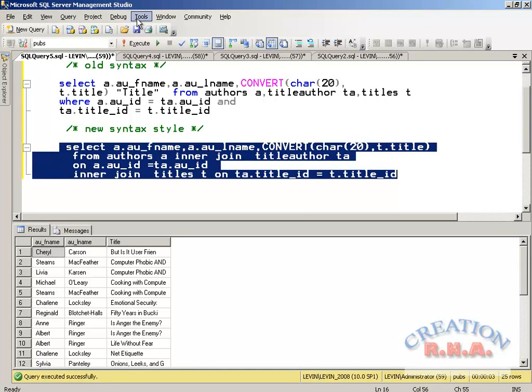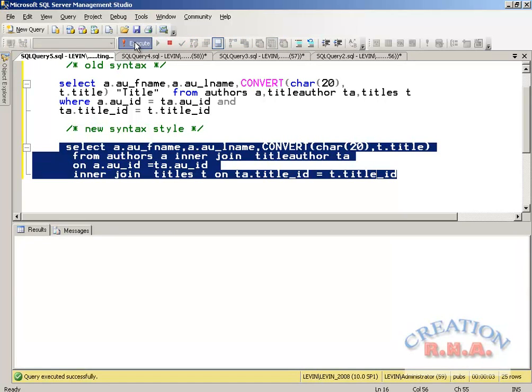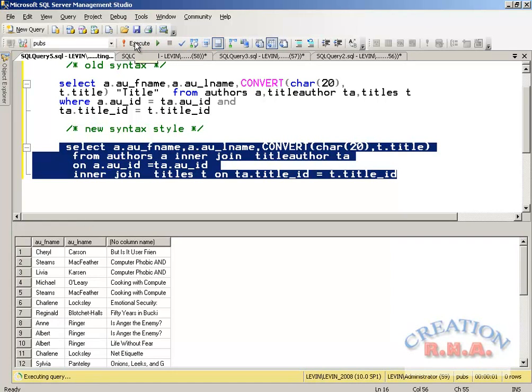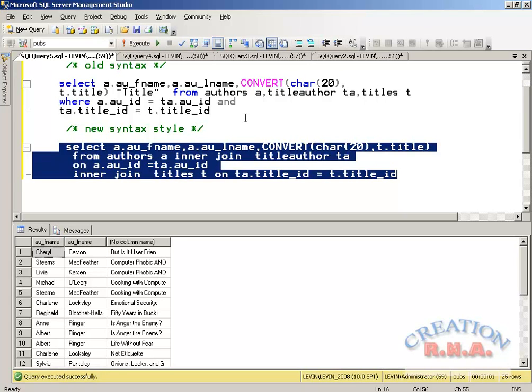Both are equi-joins, both will create the same result. It doesn't matter which one you use, but your server should support that syntax. The old syntax and the new syntax are supported in SQL Server 2008. While if you use a left or right outer join or a full join, that syntax is not supported unless you set the compatibility level to 80, that is SQL Server 2000.